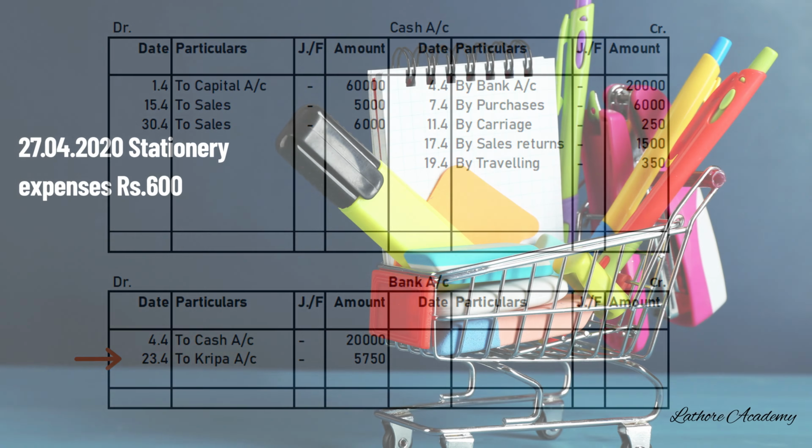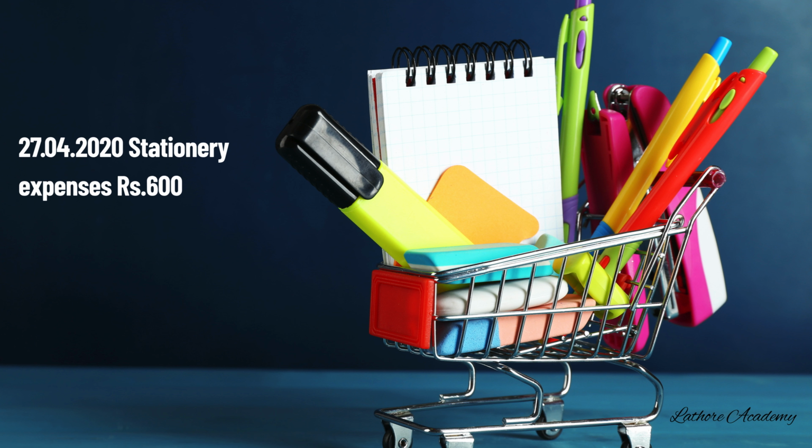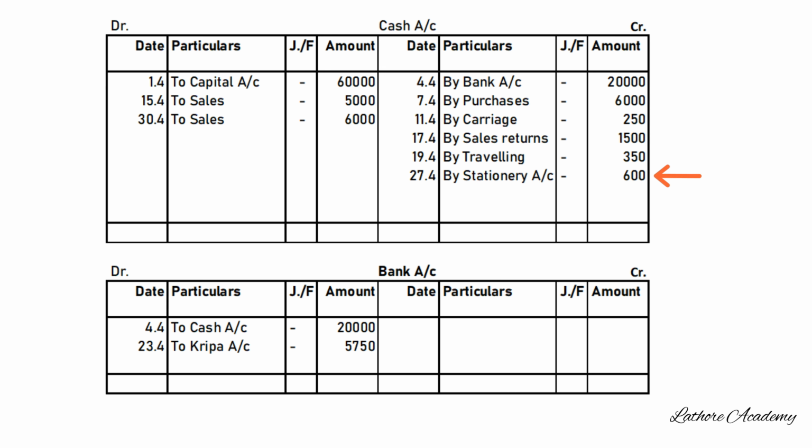Moving on to the next transaction, stationery expenses 600 rupees were paid on 27th April 2020. So the journal entry here will be stationery expenses debited to cash account, and accordingly while posting on the credit side of the cash account we have to write by stationery expenses 600 rupees.